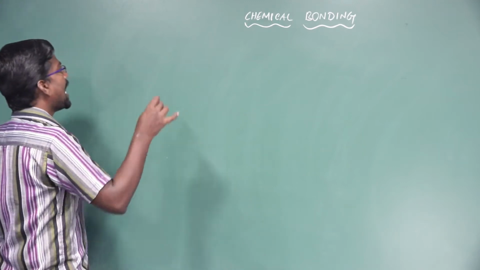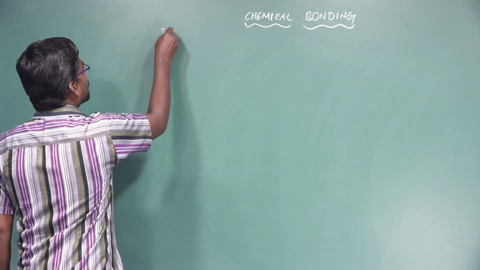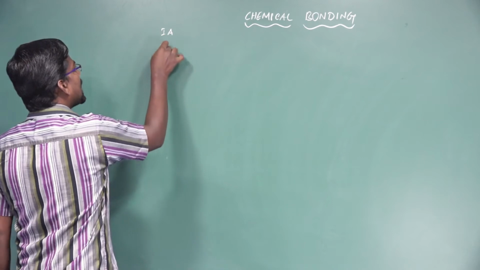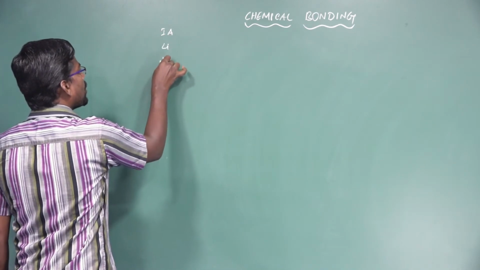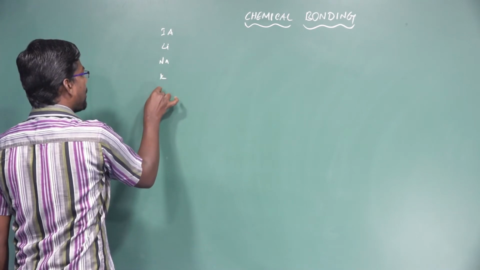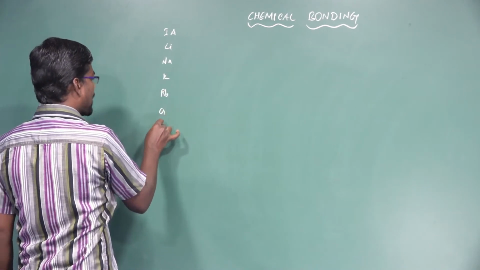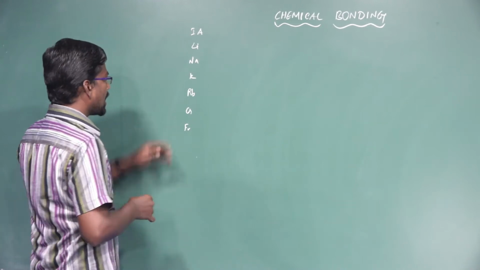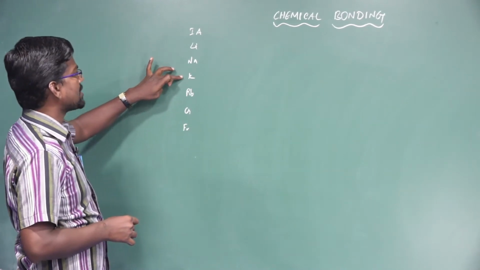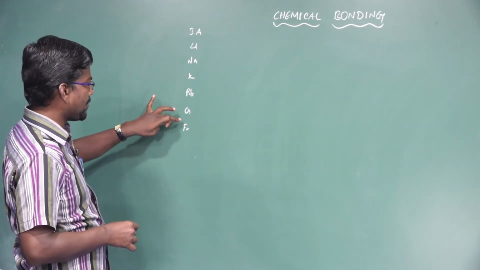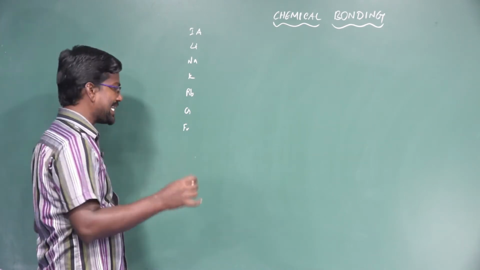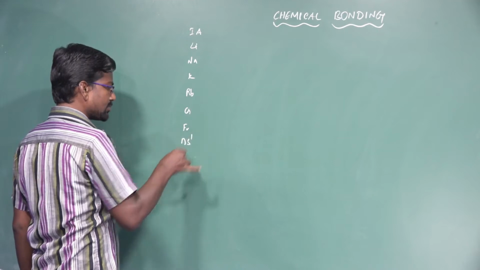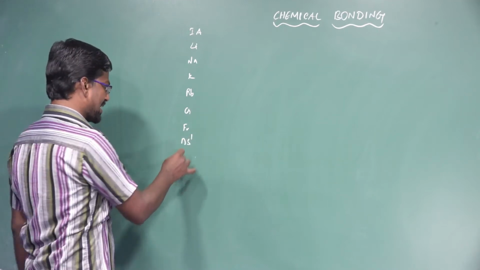For example, alkali metals, the first A group elements: lithium, sodium, potassium, rubidium, cesium, francium. These elements have the valence cell configuration ns1. It is a valence cell.